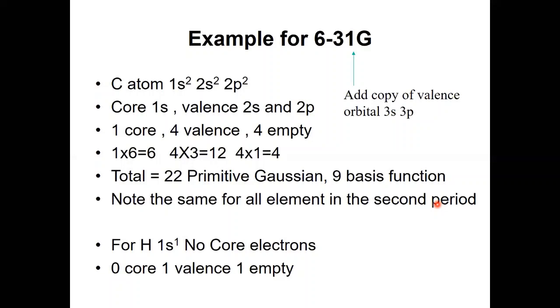For hydrogen, the story is quite different because hydrogen has 1s1. It has no core electrons. So if you divide the atomic orbitals into types, you get 1s, which is the valence. And if you want to add 1 empty orbital, you need to add it with the same type that is in the valence. The valence has s orbital only, so the empty will also have s orbital only. So you add 2s as an empty orbital. So you have 2 orbitals, 1s and 2s, to express the hydrogen atom.